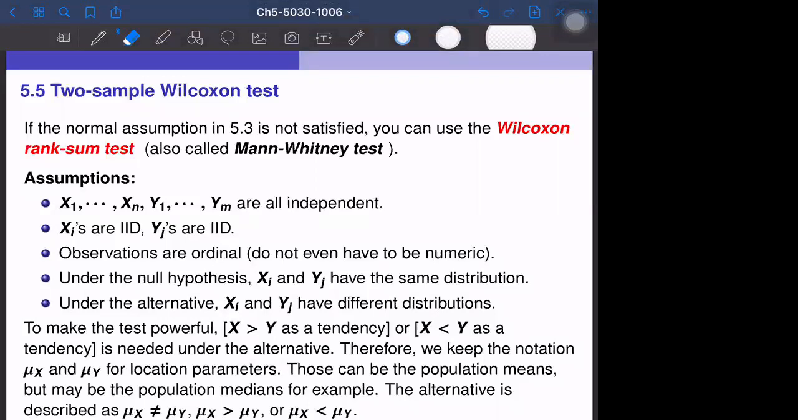Hi, the next section: the two-sample Wilcoxon test, or Wilcoxon rank sum test, or Mann-Whitney test. This is the test for testing mu x is equal to mu y, but we don't have any assumption on the distribution of x and y. Some assumptions: we have two samples, the x_i's are IID and the y_j's are IID, and also x and y are independent.